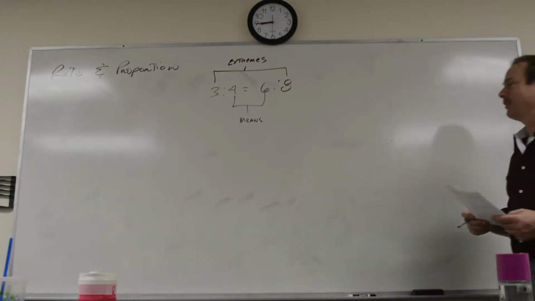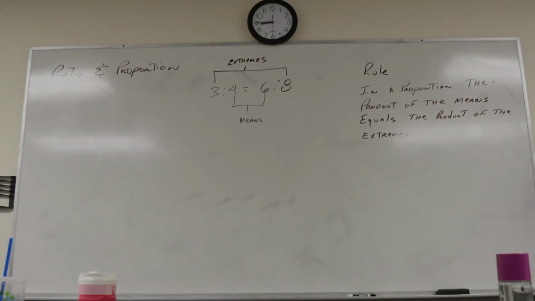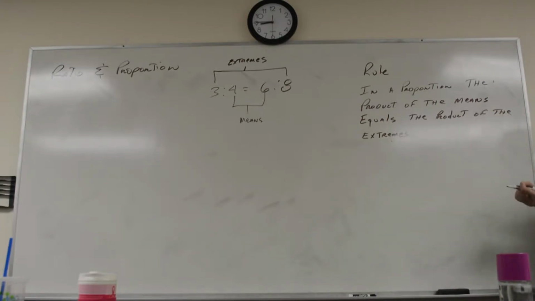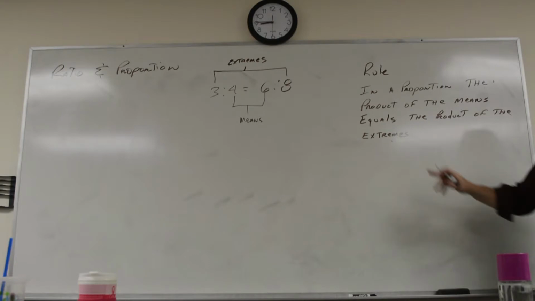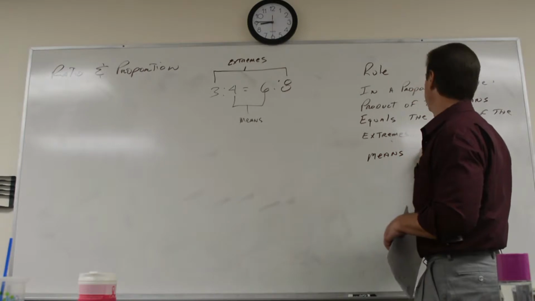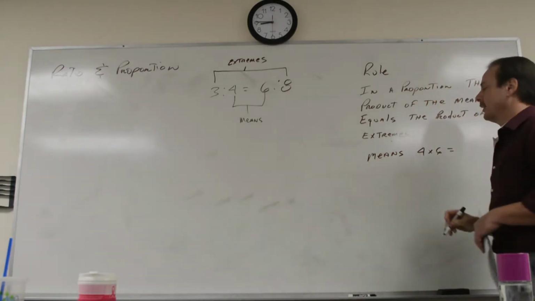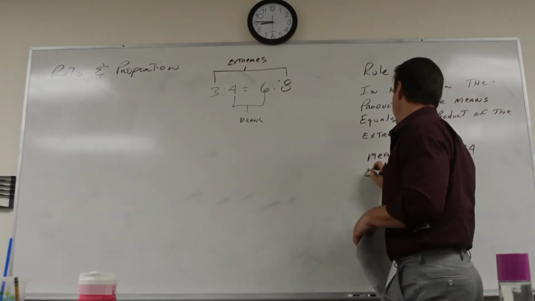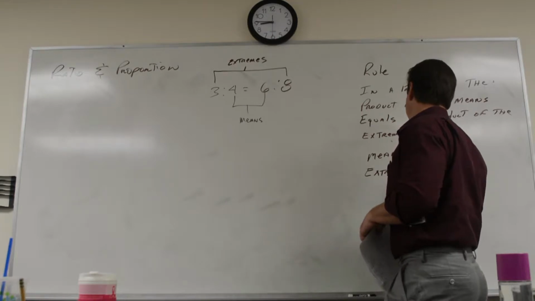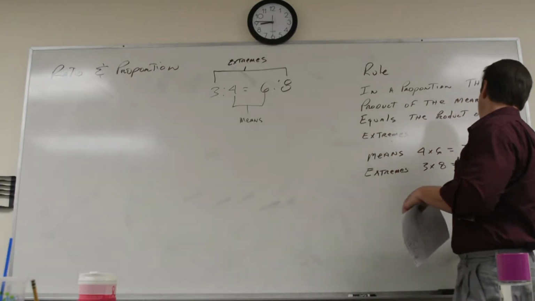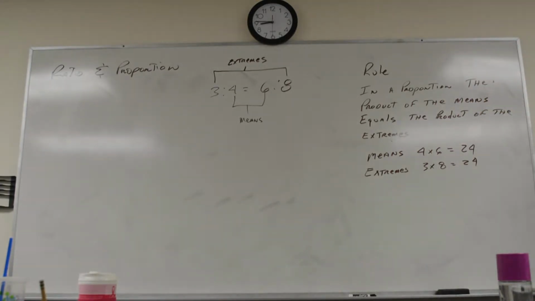All right, since everybody wanted a rule, I'm going to give you a rule. Here's our rule. In a proportion, or when we have two ratios, the product of the means equals the product of the extremes. Let's see if this works in our relationship here. The means are 4 times 6, which equals 24. And the product of the extremes, which is 3 times 8, also equals 24. So they equal each other.